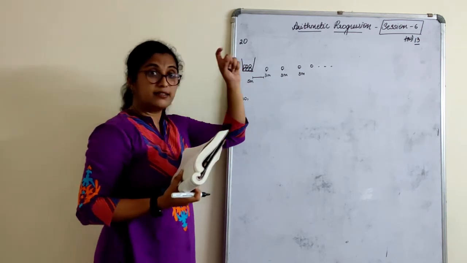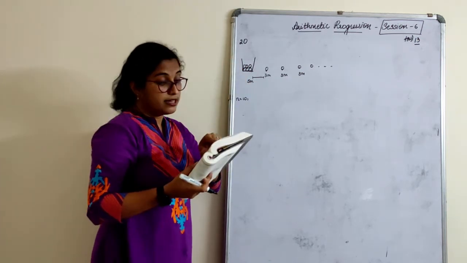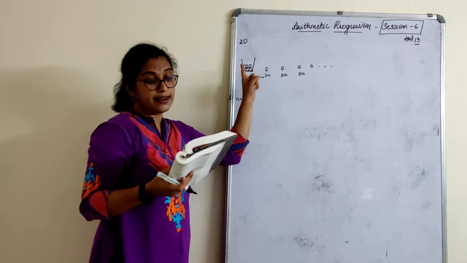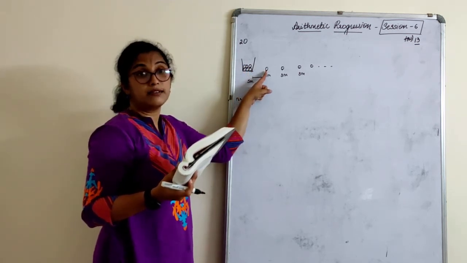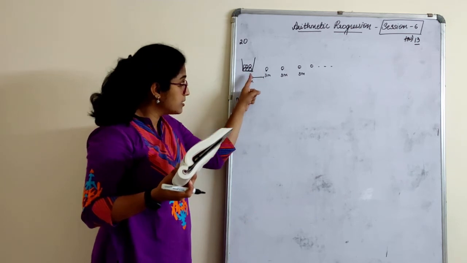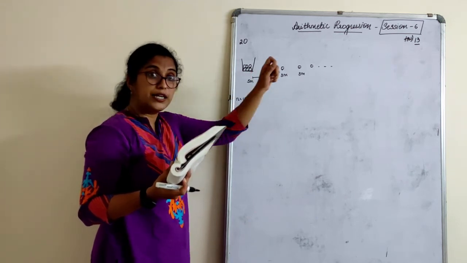I am standing here, the competitor is standing here. That is what they have mentioned. A competitor starts from the bucket. From here, the competitor has to run here. From the first distance of 5, then 3, the competitor has to run.